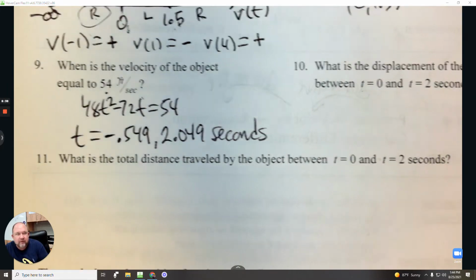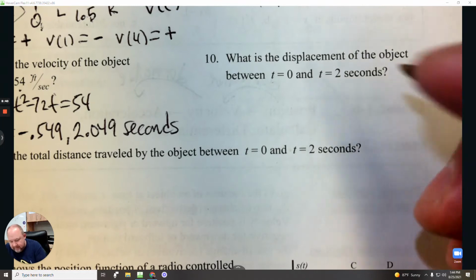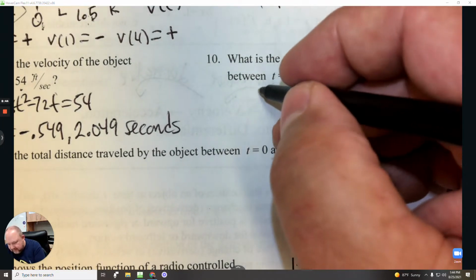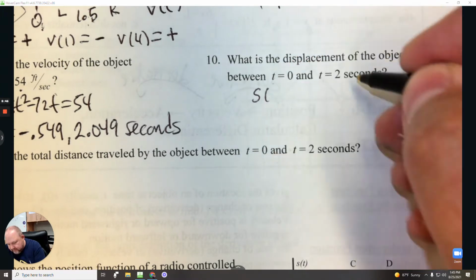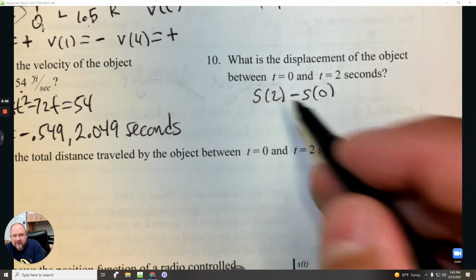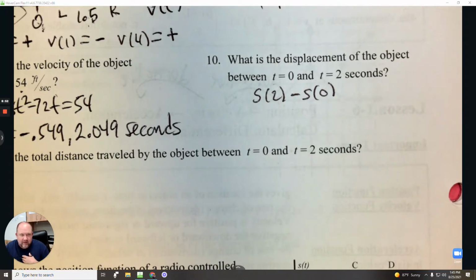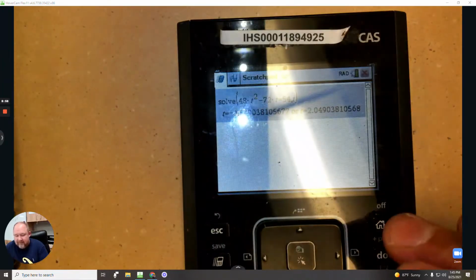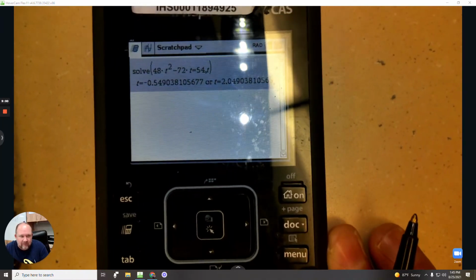All right, what is the displacement of the object? So the displacement is the position. So we take the position and we plug in 2 and then plug in 0 and we subtract those 2 positions. That's what's going to give me the displacement. We're going to use our calculator again. I'm going to type in the position equation in the calculator so that it's easier to work with.